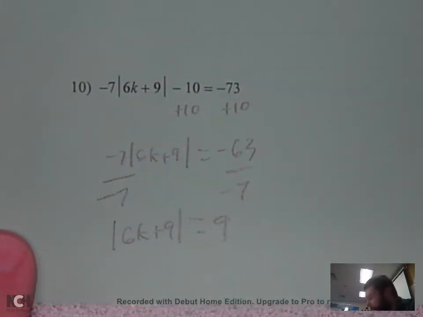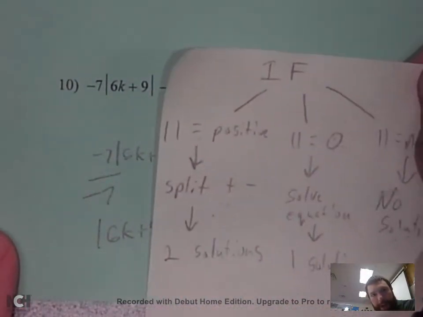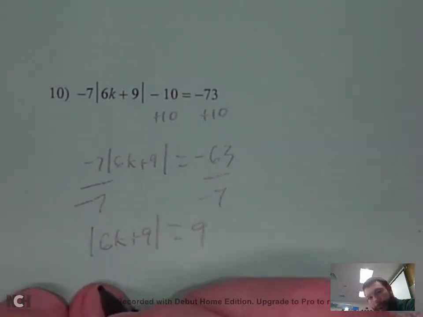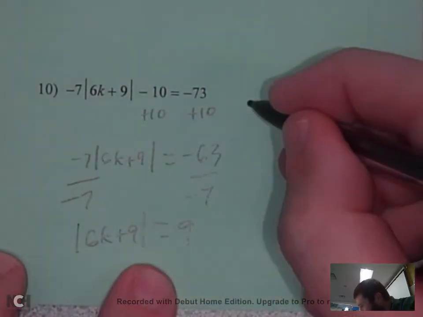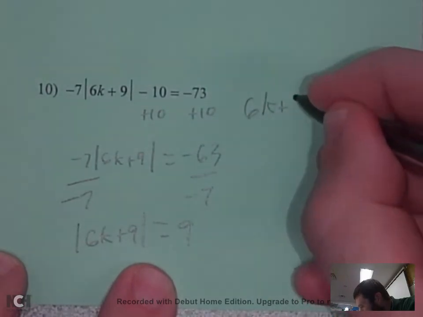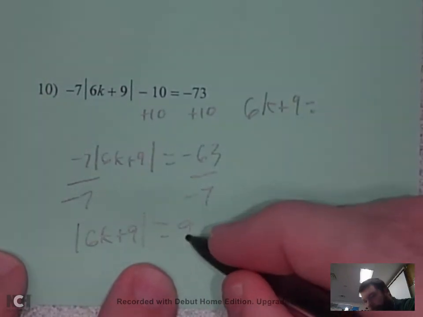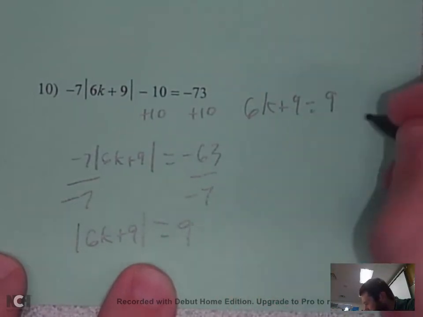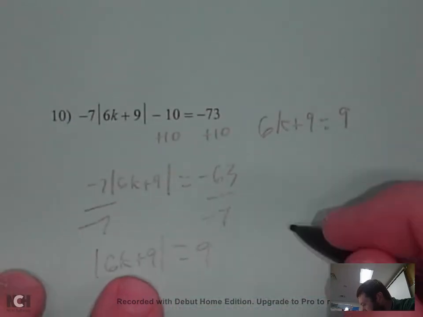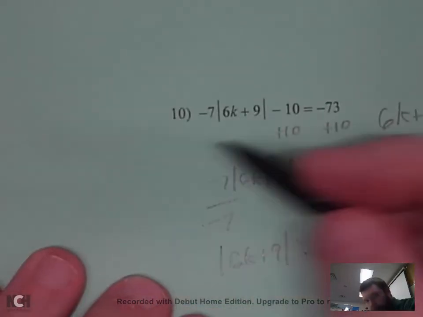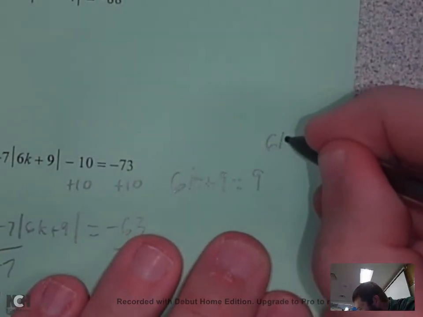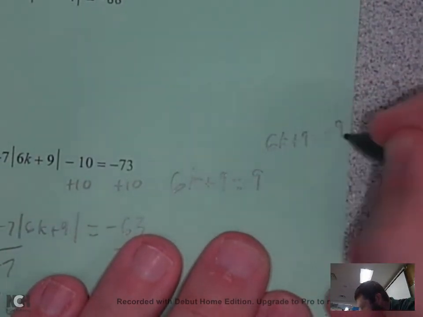Okay, so now we do our check. It is equal to a positive number, right? If it's positive, I split it into the two equations. So I have to actually rewrite this equation to the two possibilities it could equal. 6k plus 9 has an absolute value of 9. So there's two numbers that have an absolute value of 9, right? It could be 9 or negative 9. I guess I'll just write it right here, and really small. 6k plus 9 could equal 9, or 6k plus 9 could equal negative 9.